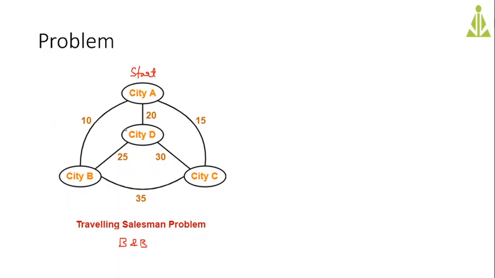This map is called an undirected graph, which means it can go from city B to A or A to B, and from city B to city D or city D to city B. Any possibility. This is an undirected graph. So which one is the minimum cost, that we need to find. I am starting from A. Let's take the example.